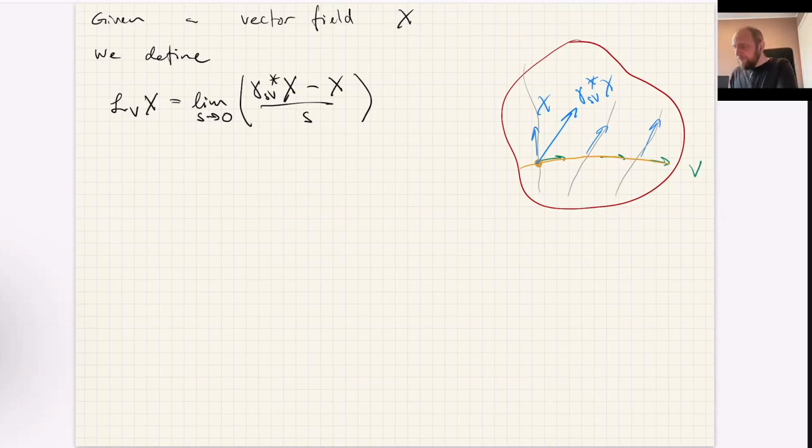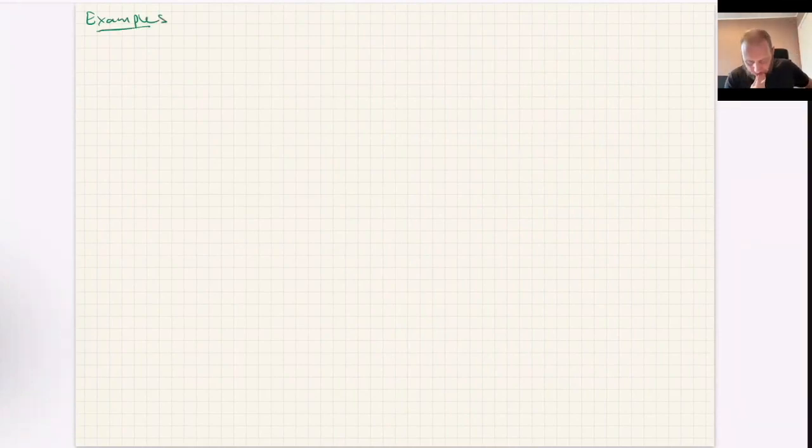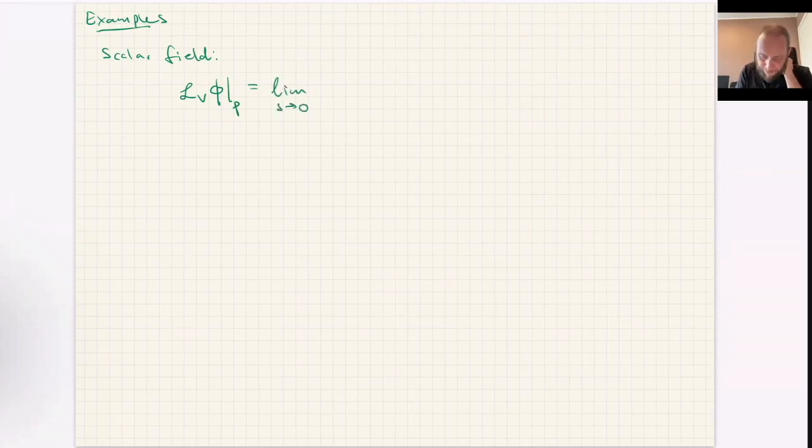Okay, so let's take a couple of examples, because it becomes a bit abstract. First of all, a scalar field is a rank 0 tensor, right? To have this make some sort of sense, we would like to recover the directional derivative of a scalar field. So let's check that the Lie derivative of a scalar field phi actually fulfills this. I'm going to evaluate this at some point p. By definition, this is the limit as S goes to 0 of gamma_S^V of phi evaluated at p minus phi evaluated at p, divided by S.